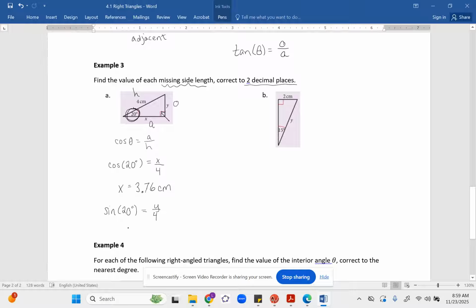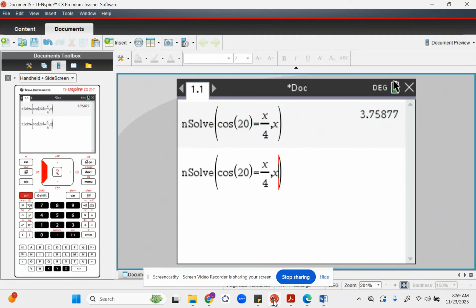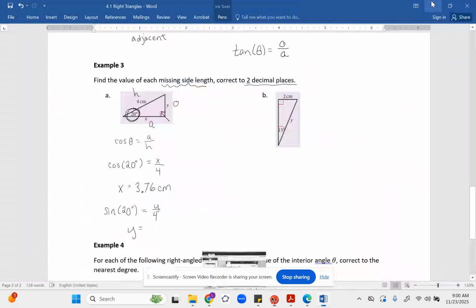And then you can NSolve that as well. And let's see what we get. I'm going to be a little bit lazy, and I'm just going to replace cosine with sine. Sure, you can put a y here if you want, but then I tell the calculator to solve for y. You could have kept x, it doesn't matter. I get 1.37 for y centimeters. Great.